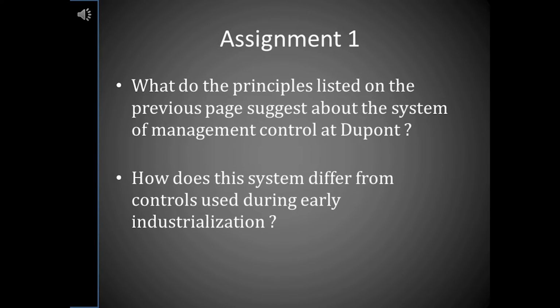Stop here for a minute and think about the following assignment. The principles listed on the previous page suggest something about the management system or the management control system at DuPont. What do you think that is? Secondly, how does the system differ from the controls used during early industrialization?